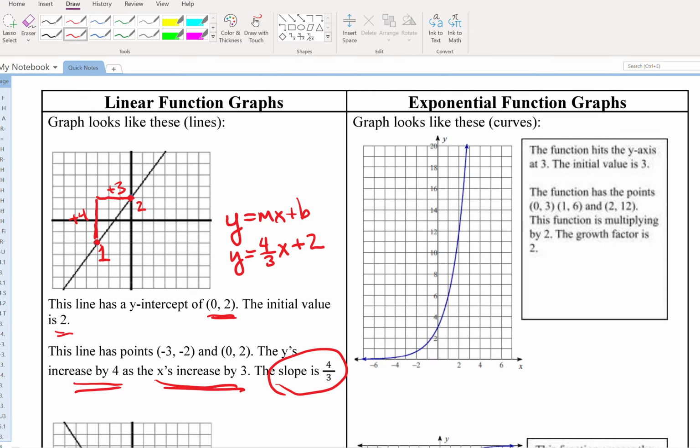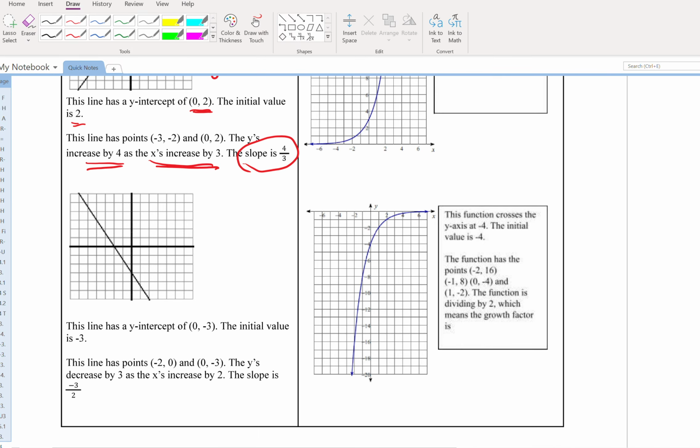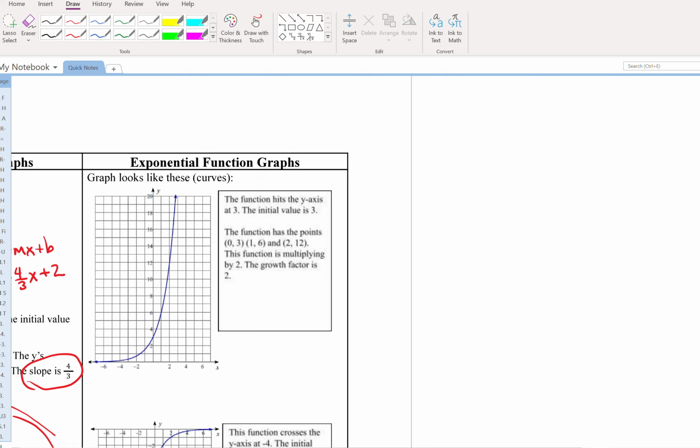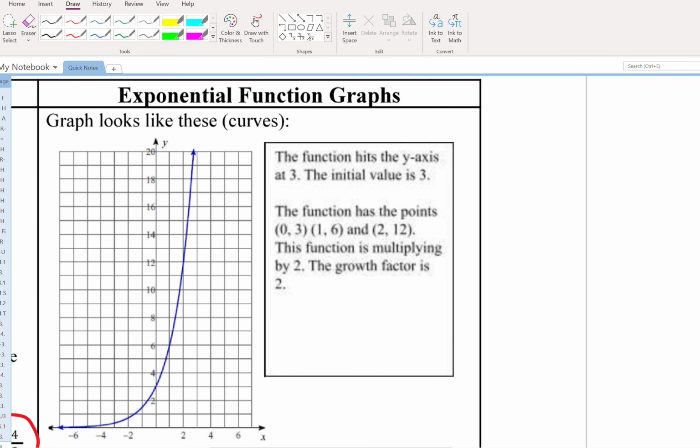All right. I'm going to let you read this one on your own. Same basic idea. Let's take a look at the exponential functions.